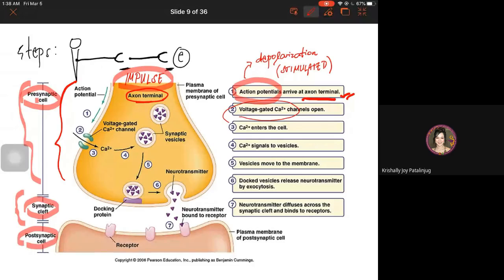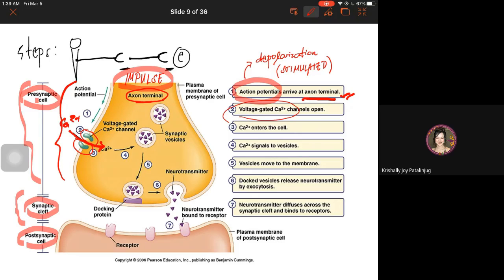Kaya makikita ninyo sa figure, yung nasa gitna, ito yung voltage-gated calcium ion channel. It will open and as a result, it will now allow the influx of calcium ion. Ibig sabihin ng influx, ang calcium ions mula sa outside, sa extracellular part, it will enter the cell. Papasok siya inside the cell.